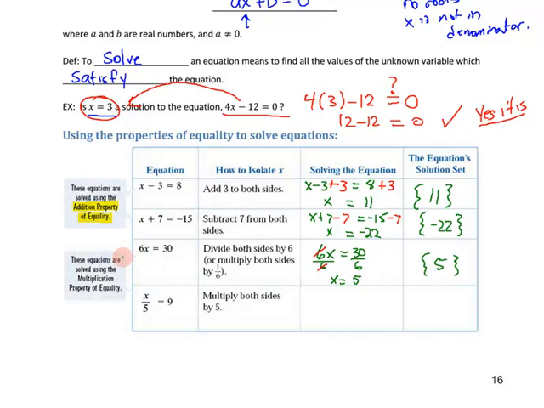And here's how you remember that. You ask yourself, how is the number connected to the variable? If it's connected by multiplication, you do the opposite. You divide. If it's connected by addition, you subtract. If it's connected by subtraction, you add. If it's connected by division, so we have x over 5 equals 9, how am I going to get the 5 off? I'm going to multiply by 5. And so the 5's cancel. I'm left with just x on the left-hand side, and on the right-hand side 45. So the solution of that is 45.